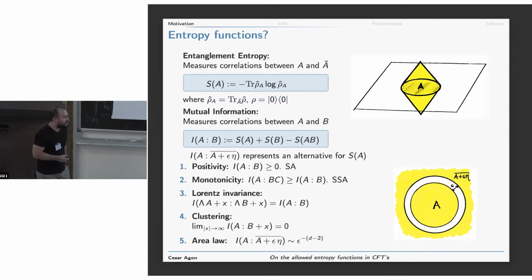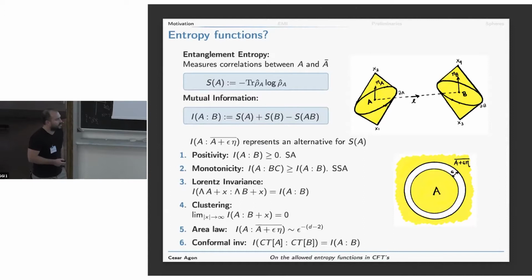The kind of situation that we have in mind is this, in which we have two disjoint regions. They don't have to be spheres; it can be anything else. One of the interesting things about the mutual information is that it keeps many of the nice features of the entanglement entropy. And indeed, you can even interpret the mutual information as a natural regularization of the entropy. You can see this regularization in this picture: if you consider the two regions A and the complement of A, which you obtain by moving the boundary a small amount epsilon, then the mutual information between these two will give you a regularized version of the entropy.